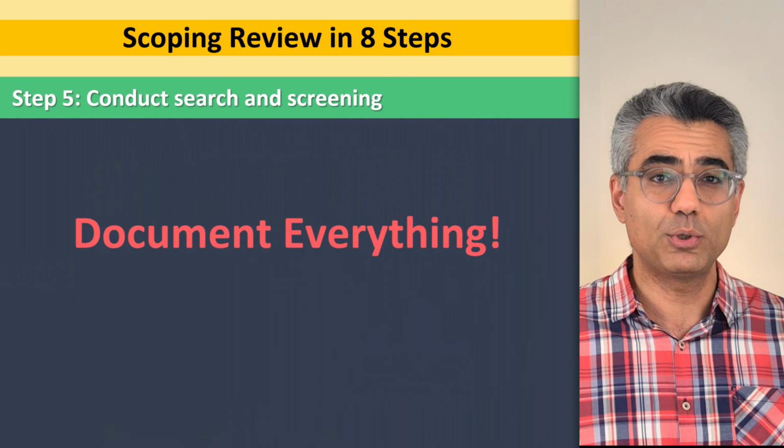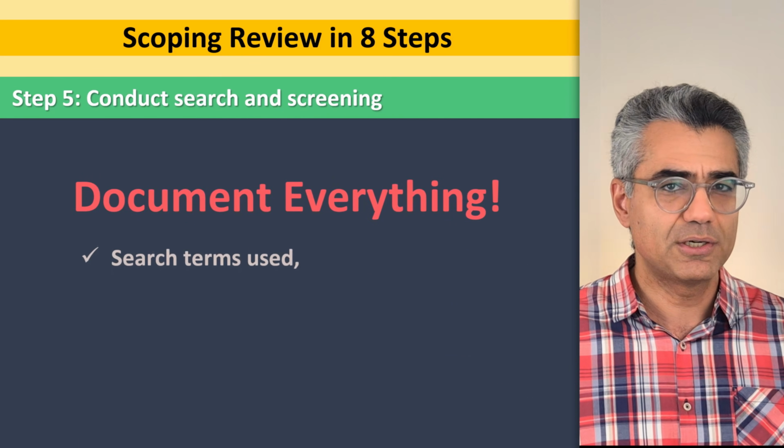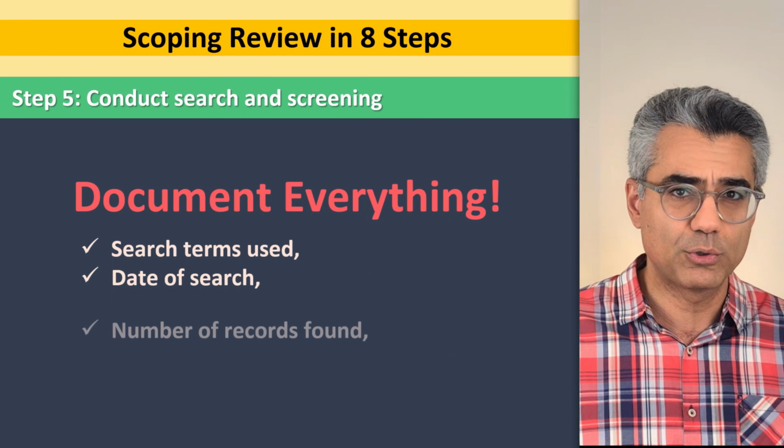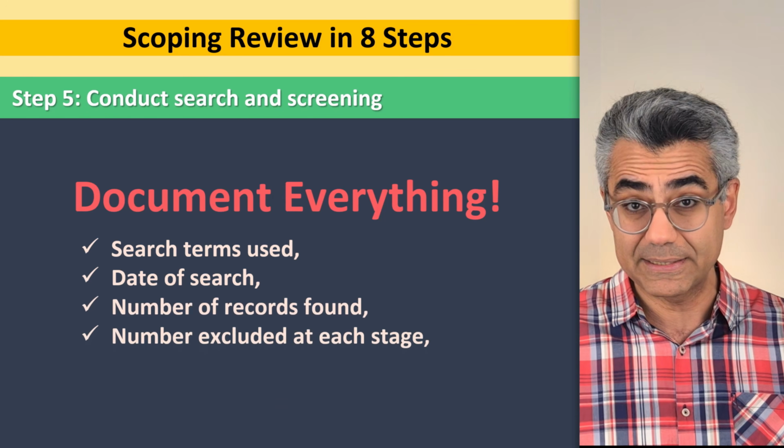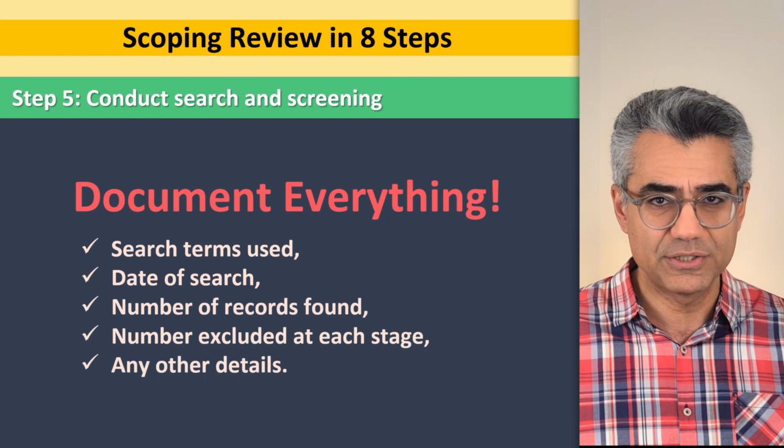For example, ensure you have carefully recorded search terms used, date of search, number of records found, how many excluded at each step, and any other details. A scoping review must be replicable, so you need to provide all details so that if anyone later wants to replicate your study, by following your process, they can get the same results. This is where many struggle, and you are not alone in this.